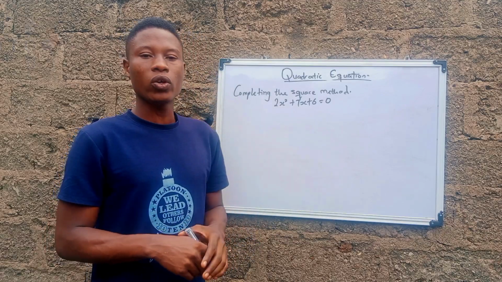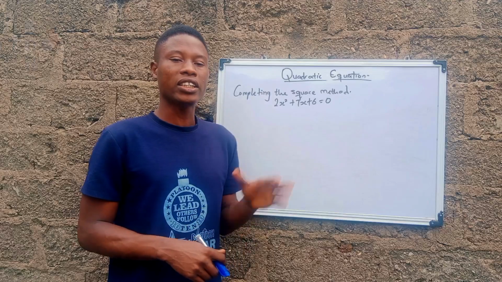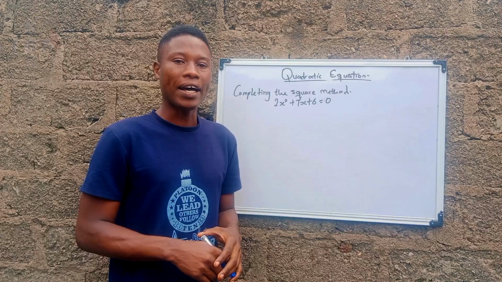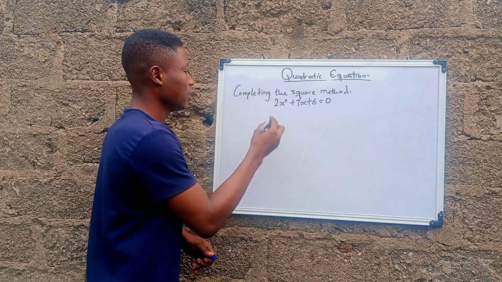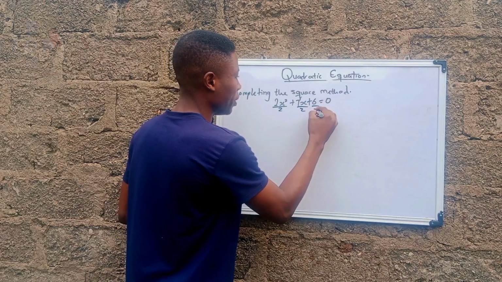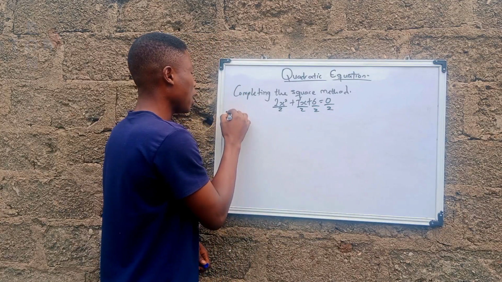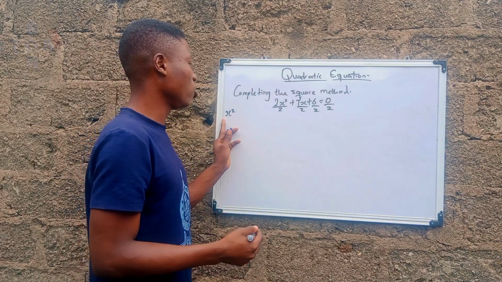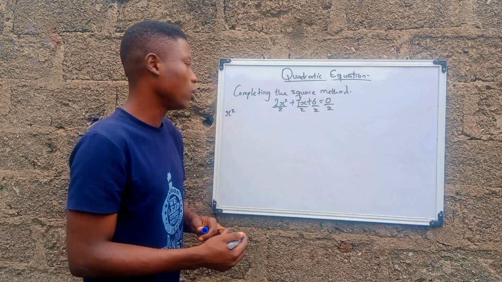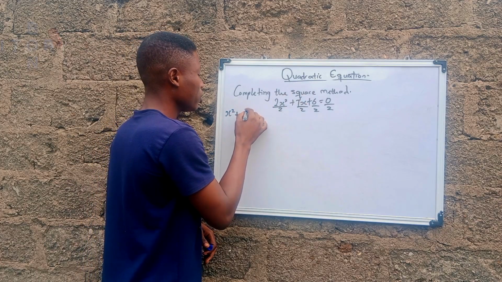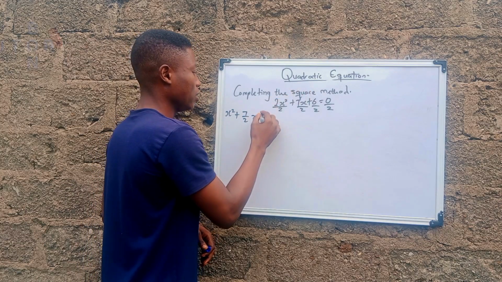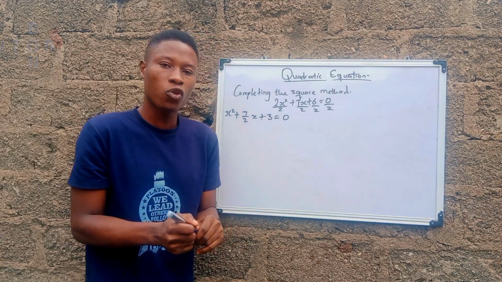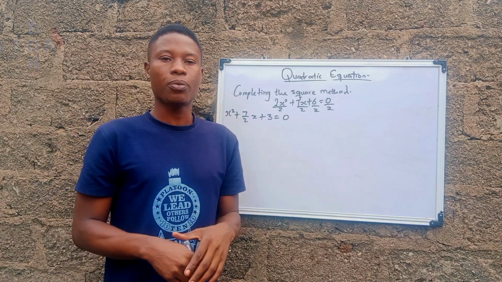You can rewrite this equation by dividing every term by the coefficient of x squared. Dividing by 2 gives you x squared. Can you see now the coefficient of x squared is 1? Plus you have 7 over 2 x, and 6 divided by 2 gives you 3. Everything equals 0, since 0 divided by 2 is 0. That is the first step you have to take.